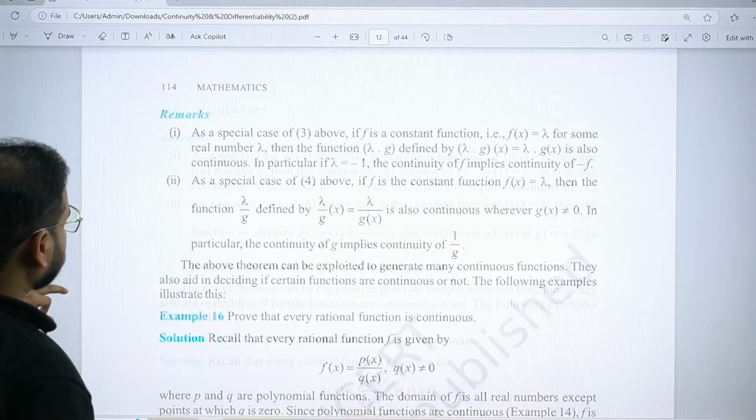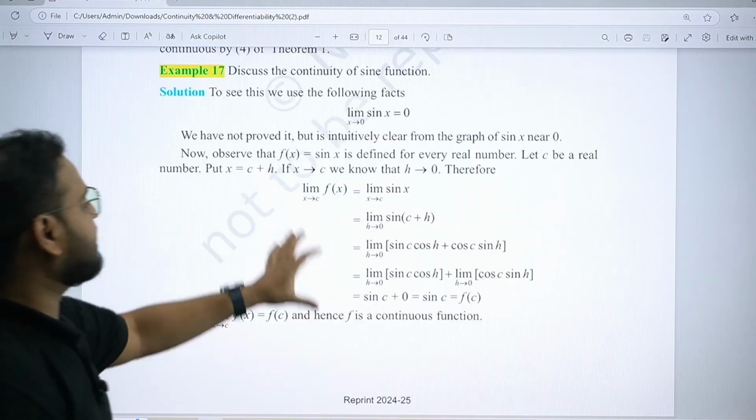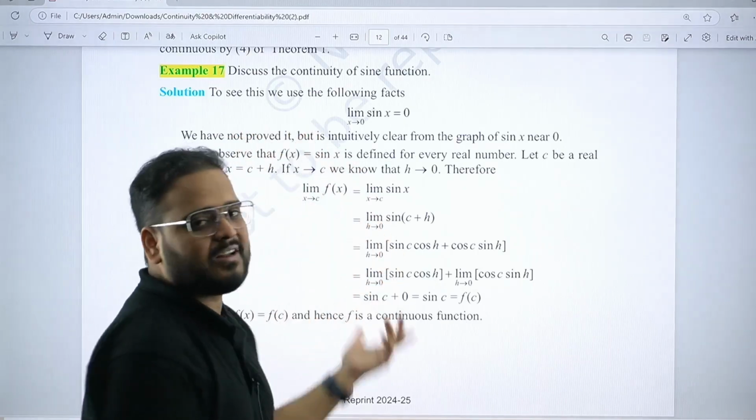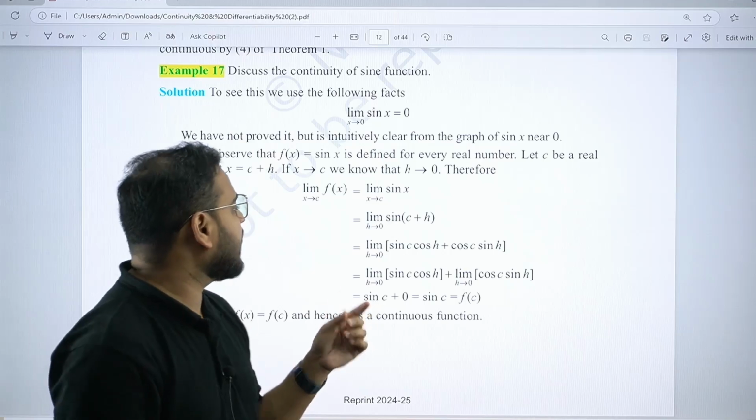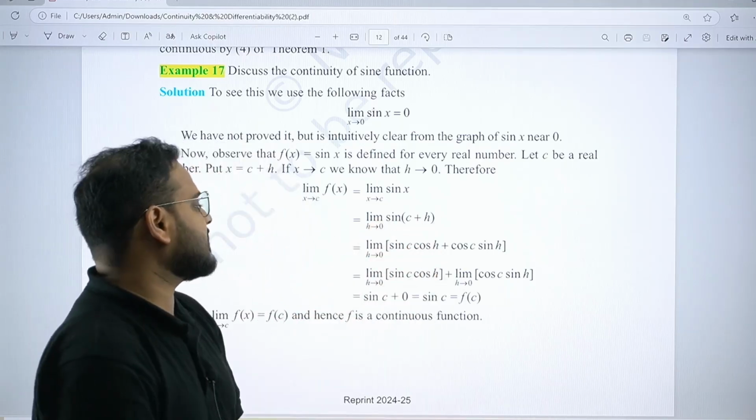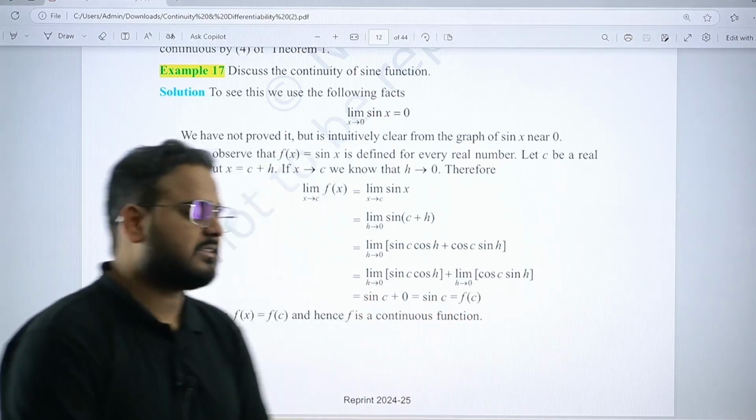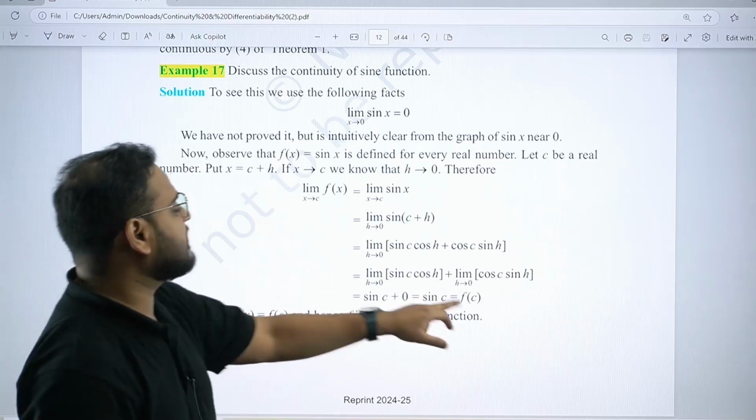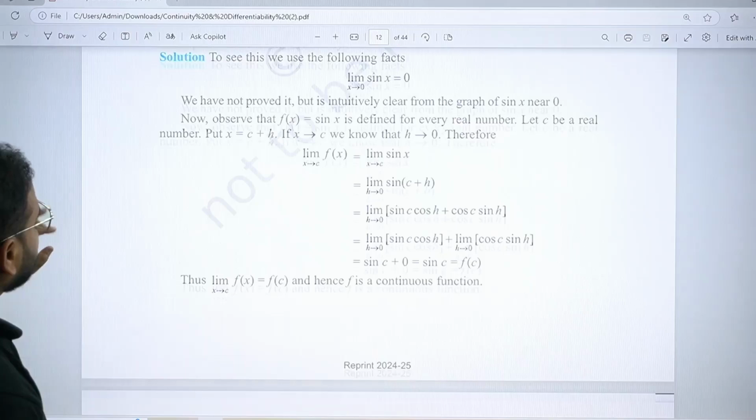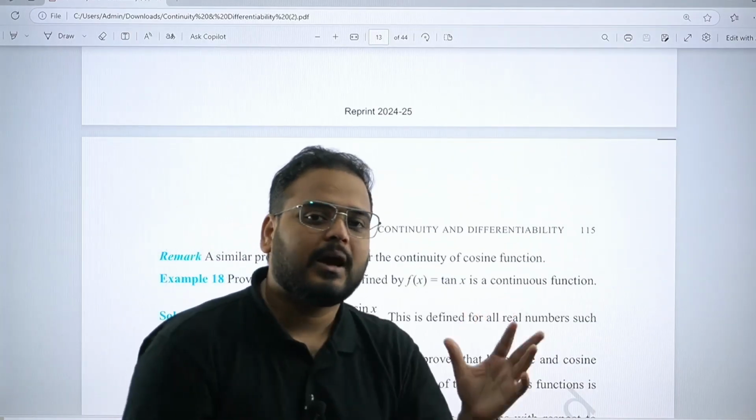Now example number 17 you can solve. This is just a definition based question. Discuss the continuity of the sine function. What you do is find the limit at c plus h, if you're finding the right hand limit, or any limit, then apply the formula of sin(a plus b) and then substitute h as 0. You're going to get the result to be simply sin c, which is the same as f of c. The limit value is sin c, and that is equal to the function value at c as well, so f of c. Example number 17, just one question. Sometimes they ask it, that's why it's a good question that can be framed and asked in an exam.